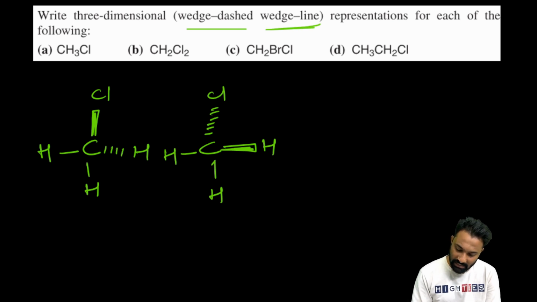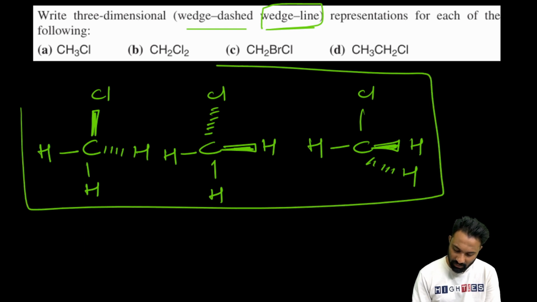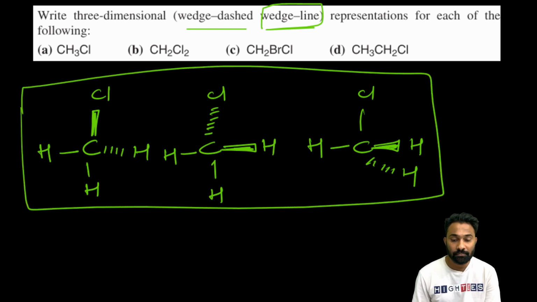Now another hydrogen will be in the solid and another hydrogen will be in the wedge. Clear? Another time it is asking wedge line. Wedge line means chlorine should be in the line and the hydrogen should be in the wedge, and of the remaining hydrogens, one will be in the dotted and the other will be in the solid. Clear? Now this is the wedge-dashed and wedge-line representation of each of the following. I explained this one, right? And the remaining you can try on your own.